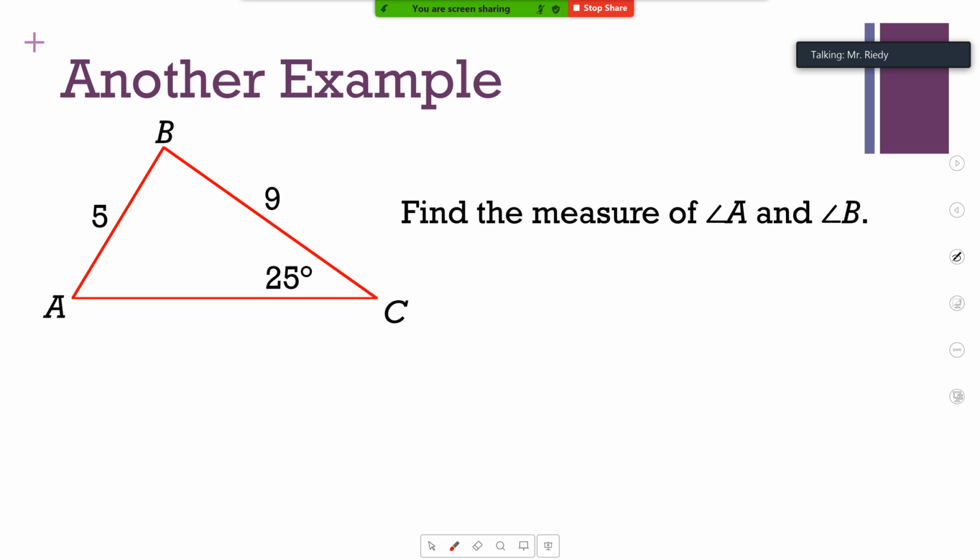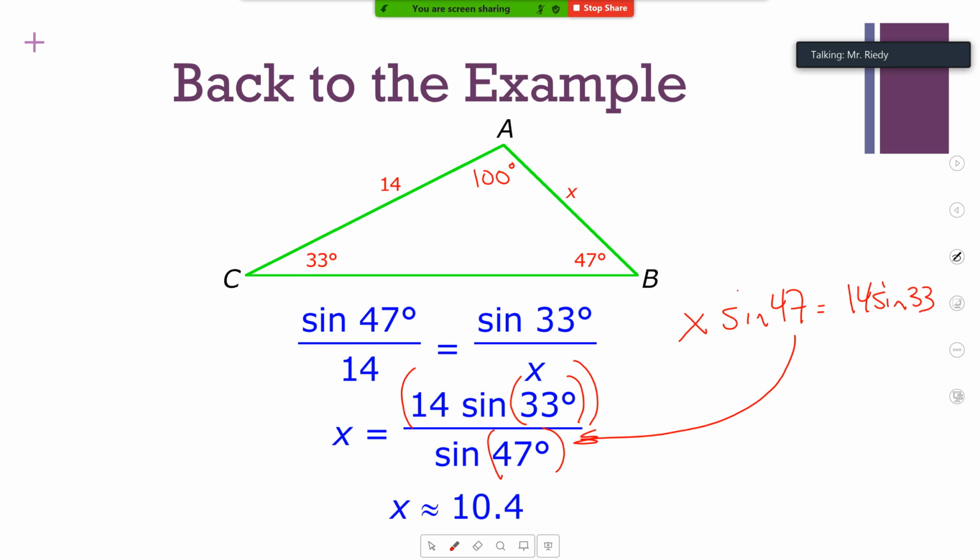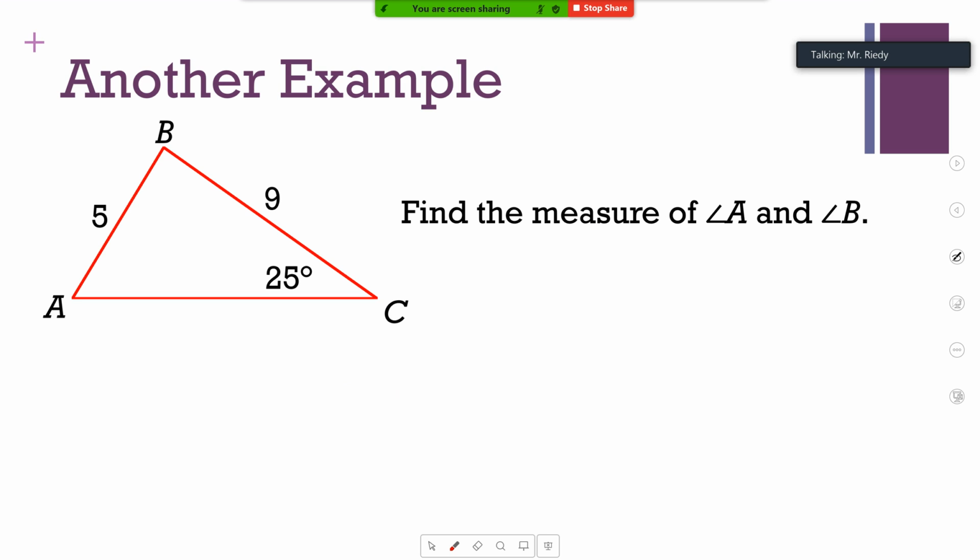Sine applies here. How do I know that the law of sines applies here? Because I have an angle and the side opposite it. We're going to look for the measures of A and B. So now this is a different problem. In the previous problem, we solved for a side length. In this one, I'm going to solve for some angles.